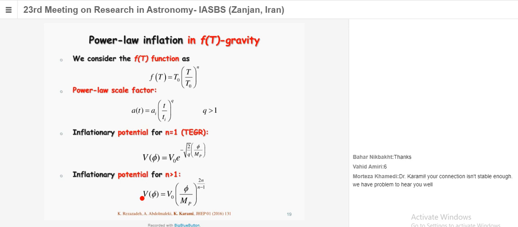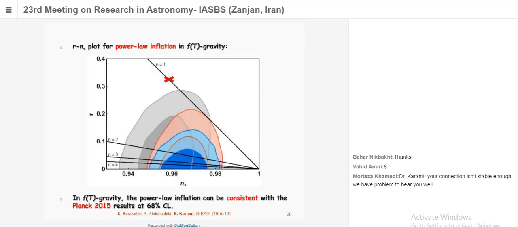Now, we are ready to put the prediction of the model on the observational r-n_s plane. In the next slide, as you see, this is the observational r-n_s plane, and look at the blue regions of the Planck 2015.